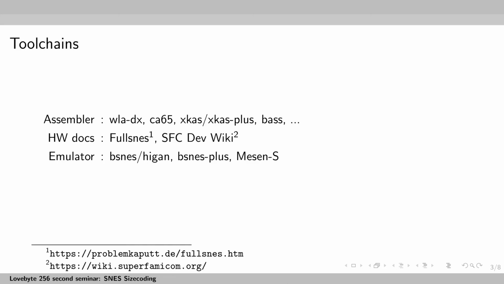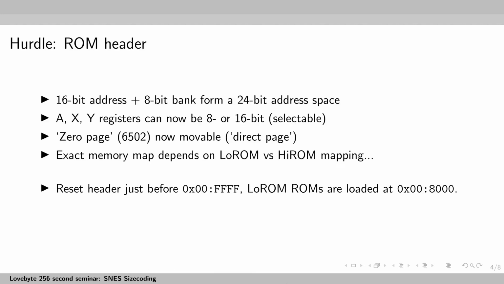For the toolchains, there's a whole range of assemblers you can use out there. My personal preference is CA65, but for size coding stuff, you may want to use something else. For hardware documentation, there's Fullsnes, which is basically a hardware reference. There's also the SFC dev wiki, which contains a bit more information. For emulators, BSNES is probably the most accurate, but the SNES9x emulator also has a few nice debugging features.